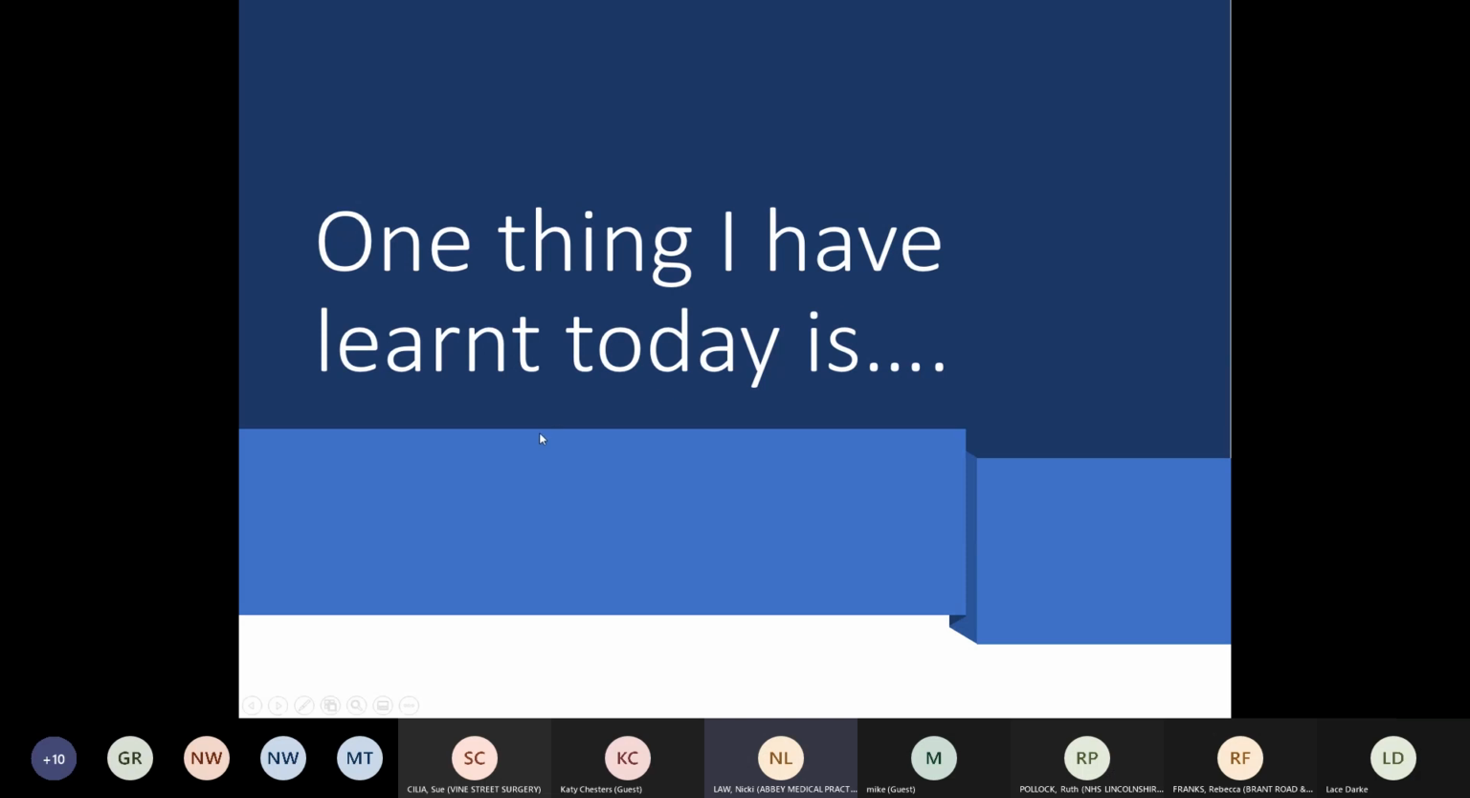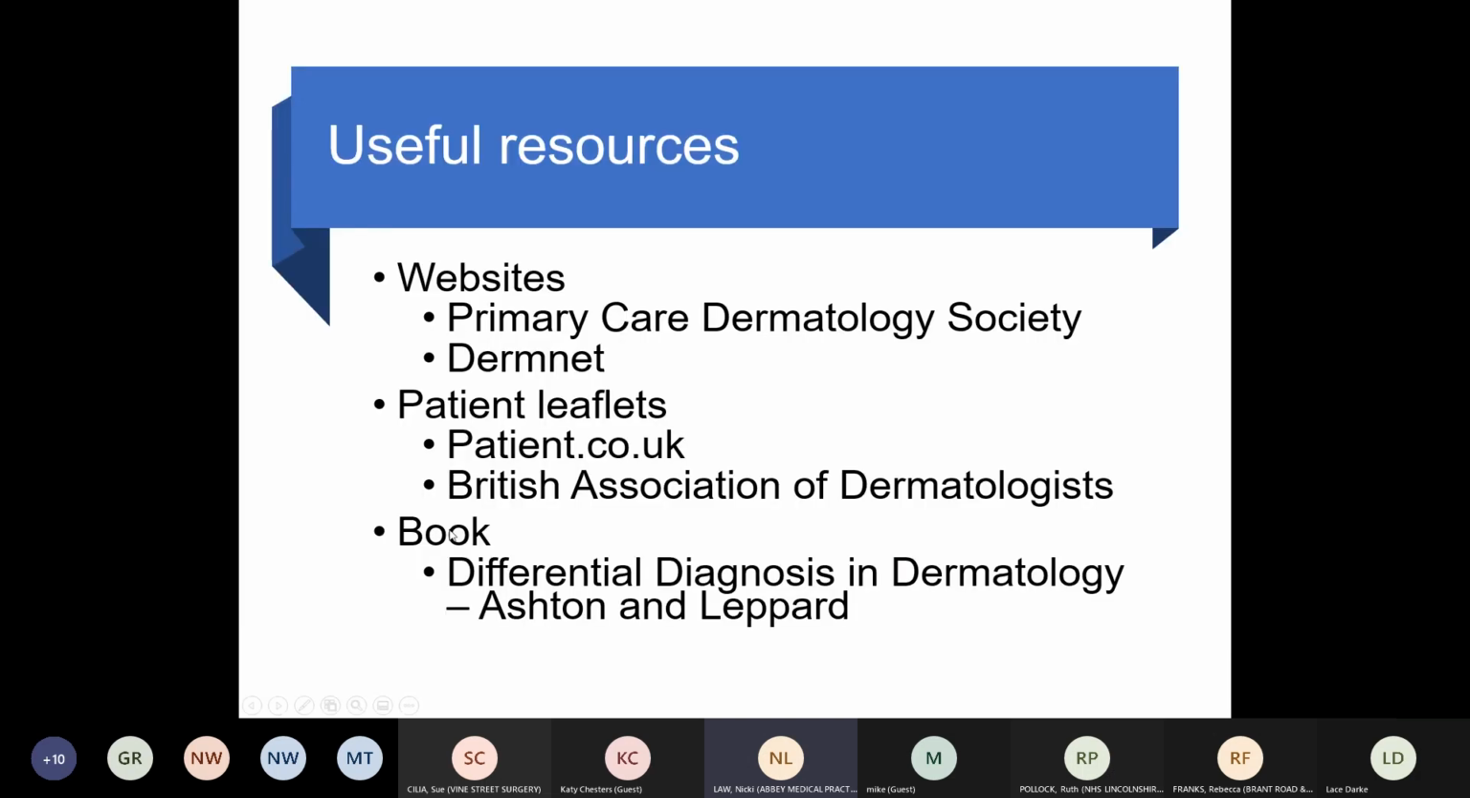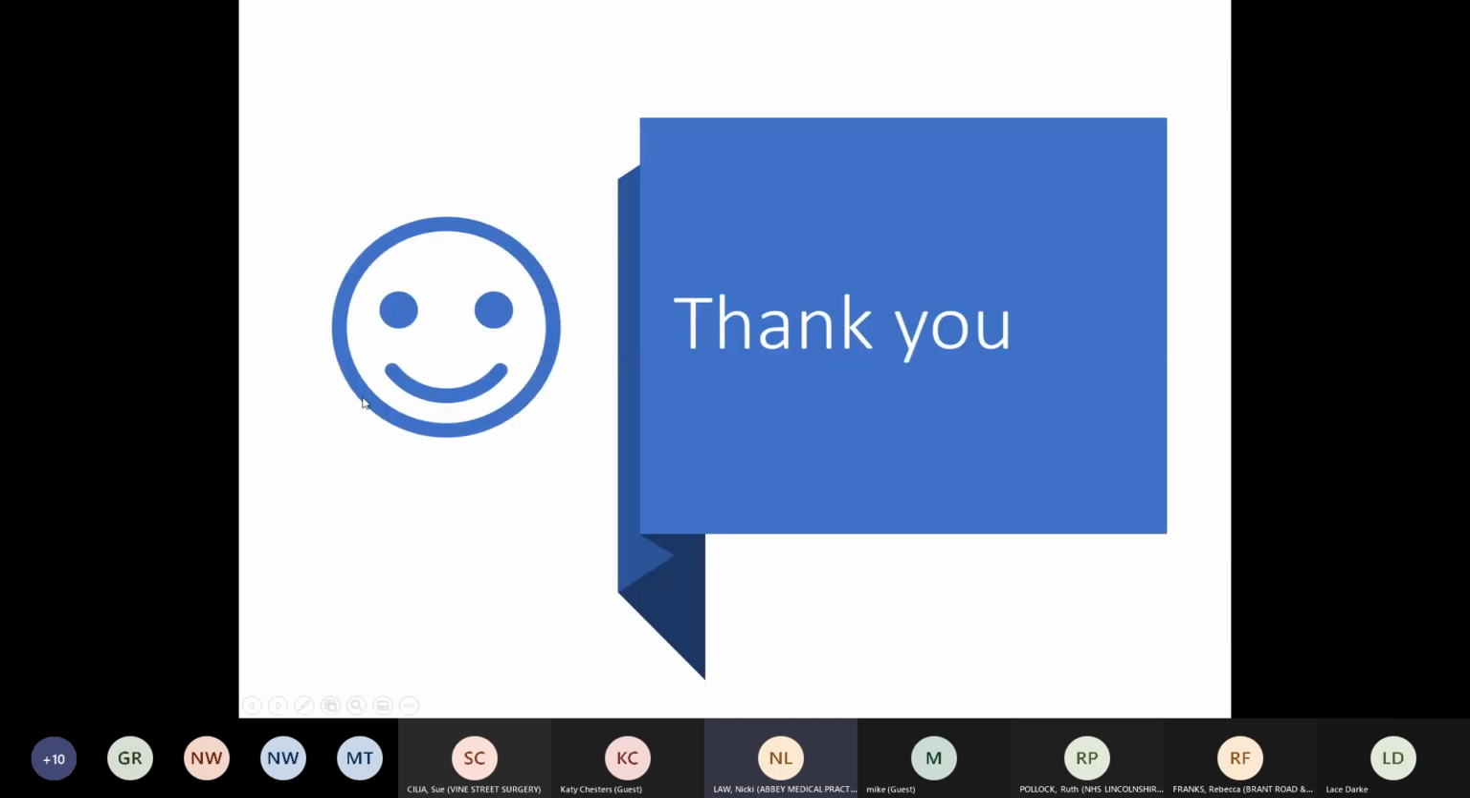So while you think about that, this is all on the handout anyway. Primary Care Dermatology Society website, I said, is really, really good. DermNet is also really good. Those are the two that I tend to use quite a lot. Patient leaflets you can get from various places, but patient.co.uk have quite useful, easy to read ones, and the British Association of Dermatology. Then it feels old fashioned now to say a book, but that's a book that I think is quite good. And it has kind of flow charts to guide you through what diagnosis you might have.